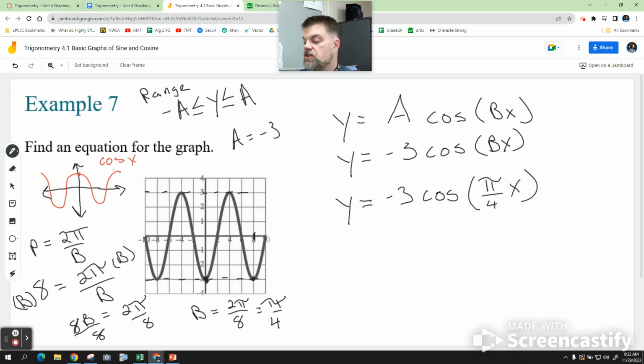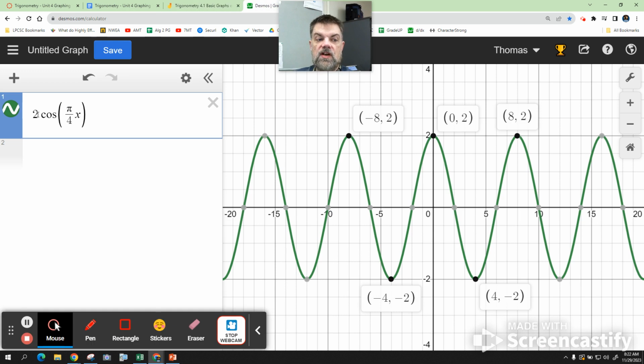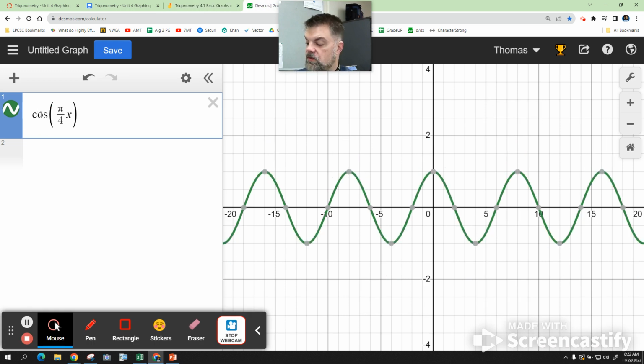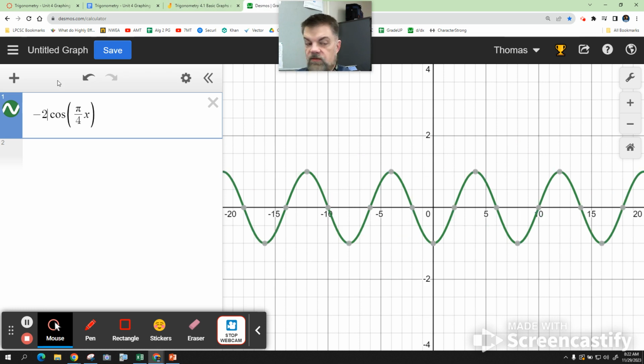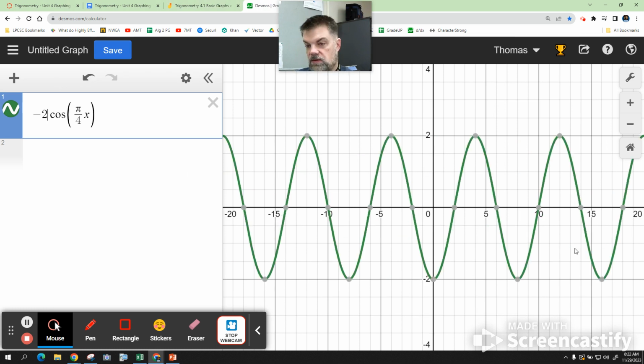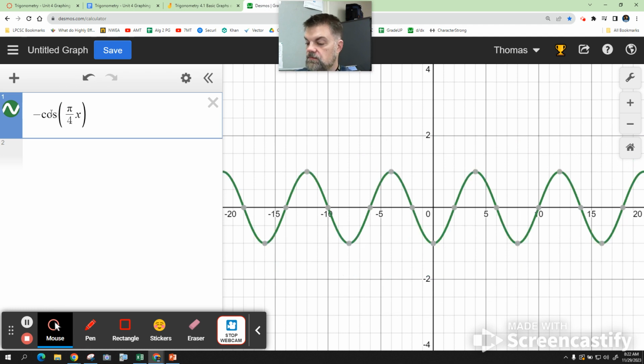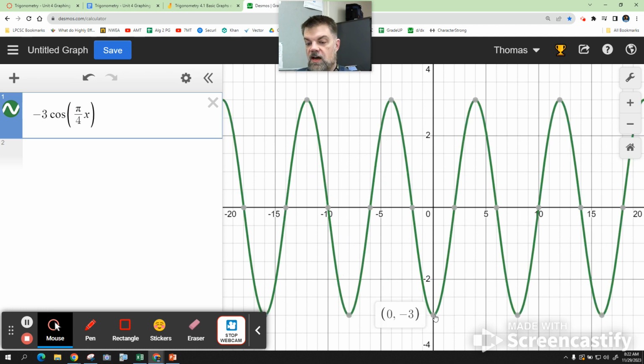Now how do I double check that? Plug it into Desmos. So I'm going to say negative 3, was that sine? No, it was cosine. So it's going to be negative 3 cosine pi over 4 x. And it goes from here. Oh, my bad. Okay, now it'll work. From here to here. Let's take a screenshot of that.